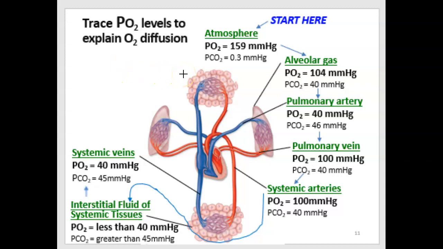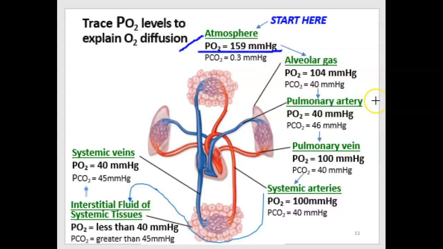So oxygen, the pressure gradient for oxygen in the lungs makes it load into the blood, but the pressure gradient of oxygen down in the tissues makes oxygen unload, right? Or blood unload oxygen. So let's look at how this works. We're going to start up here at the atmosphere, and we're just looking at what's in bold here. The partial pressure of oxygen in the atmosphere is 159.